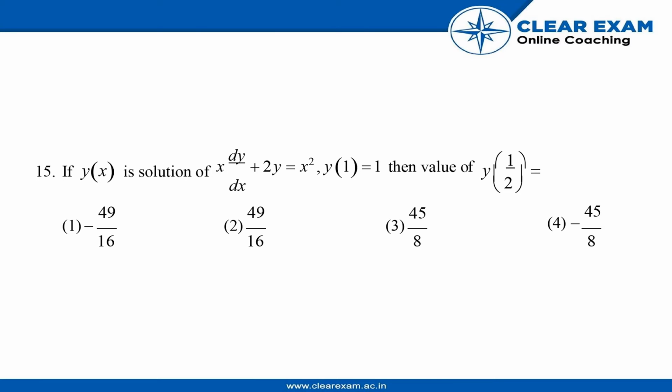If y of x is a solution of x dy by dx plus 2y equals x square, and y of 1 equals 1, then the value of y of 1 by 2 is equal to, and the four options given are minus 49 upon 16, 49 upon 16, 45 upon 8 and minus 45 upon 8. Let's have a look at its solution, and remember we need to find the value of y when x is put as 1 upon 2.